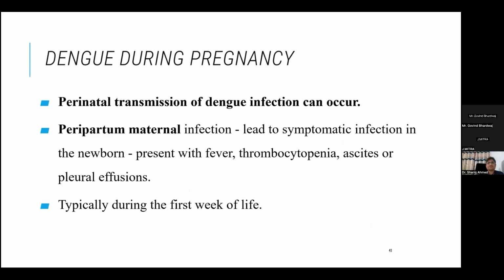Next, what is the effect of dengue in pregnancy? Perinatal transmission of dengue can occur, and the child can get infected by dengue, and it can present with fever, thrombocytopenia, ascites, or pleural effusion at birth.